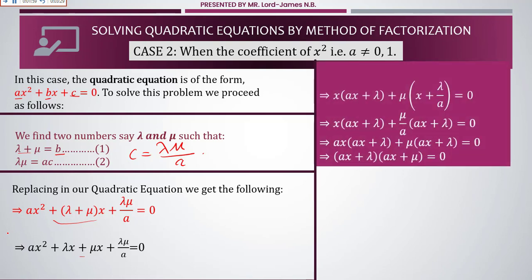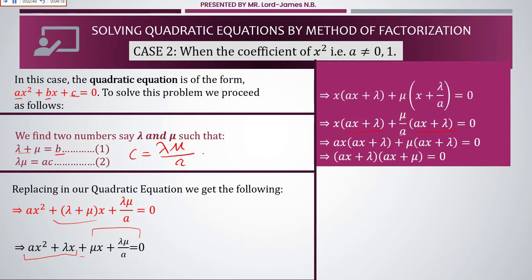Now, from this side of the expression, ax squared plus lambda x, you see that x is common. So I'll factor out the x, and what is left is ax plus lambda. On the other side of the expression, we have mu, which is common, so I take mu outside, into x plus lambda on a equal to 0. If I take the LCM inside this expression, what I get is x into ax plus lambda plus mu on a times ax plus lambda. Now these two terms, ax plus lambda and ax plus lambda, are similar, so I can factor it out.